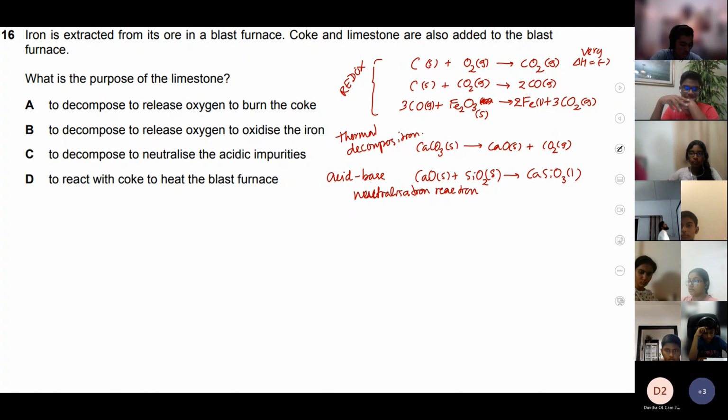Right. What is the purpose of the limestone? Decompose to release oxygen? Burn the coke? No. Decompose to neutralize the acidic impurities. That's what it does. So we can go until the 20th question.